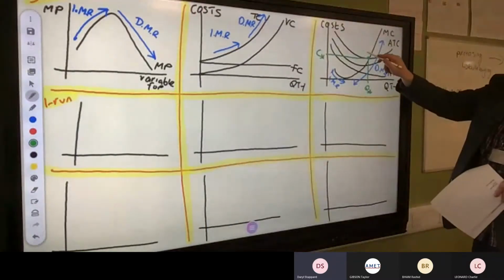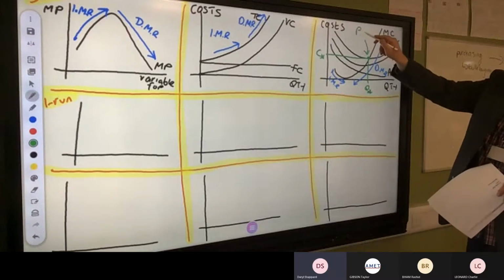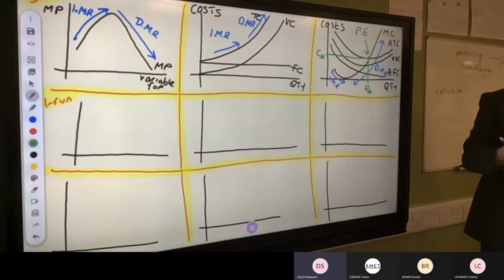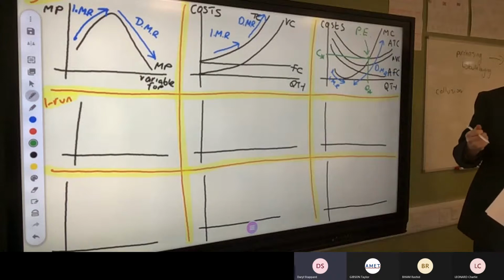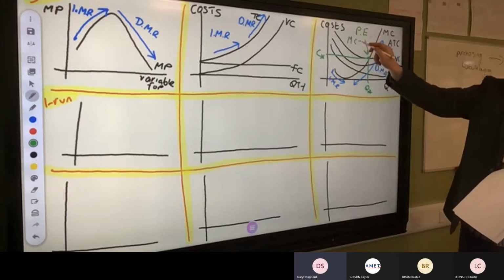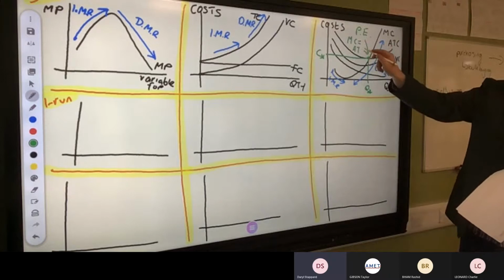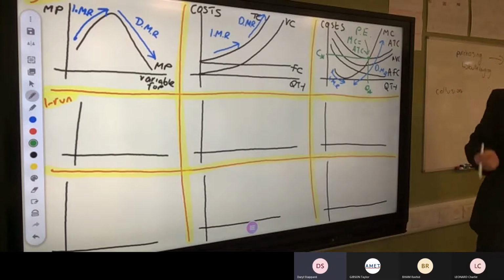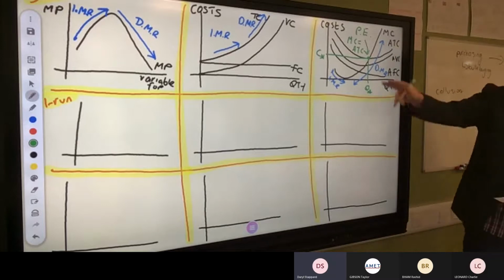Now, that point there shows productive efficiency. That is where the firm is working at lowest average costs. That will always occur on a diagram when MC is equal to average total cost of production. Now, the mathematics behind it are fairly straightforward.